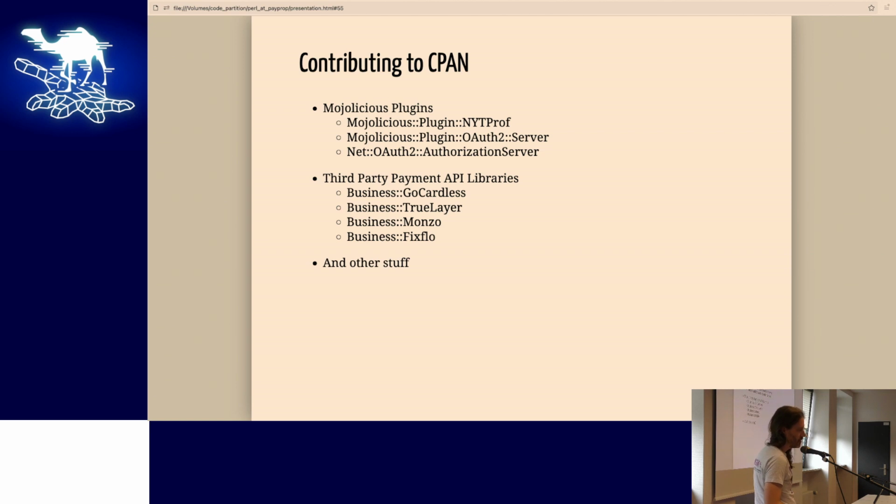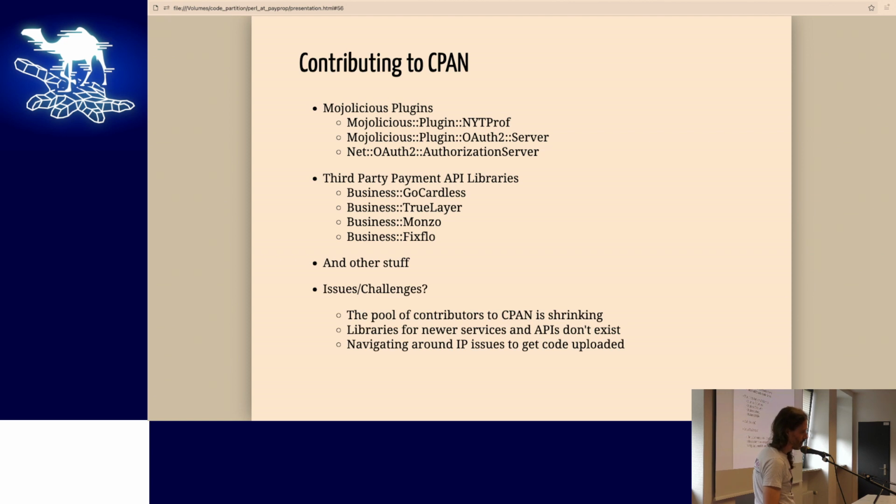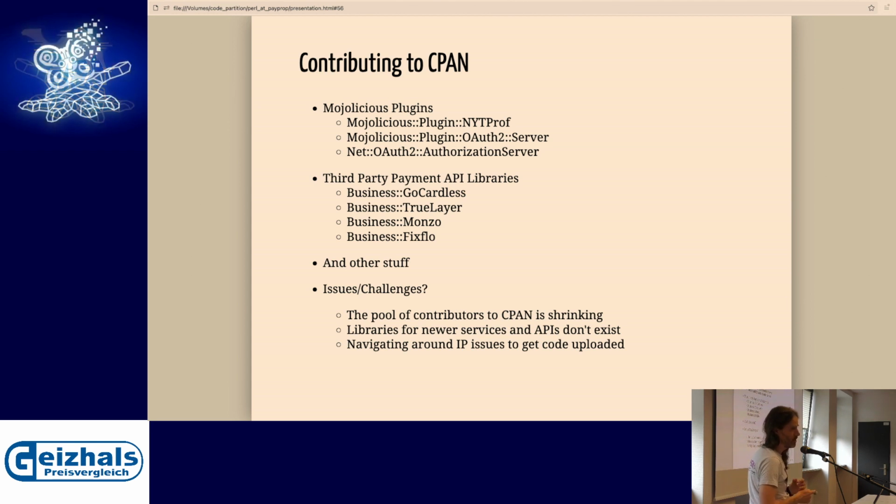And we do other stuff like we maintain CGI.pm because, you know, business is still built on CGI.pm. And we fork and update existing libraries if they've fallen out of maintenance. So yeah, the issues and challenges there, well, as we all know, the pool of contributors to CPAN is shrinking. And as I said, libraries for newer services and APIs don't often exist. And yeah, navigating around IP issues. This is actually quite a good one because it encourages us to properly decouple our business logic from, say, speaking to that API. So doing it that way is actually quite a good thing.